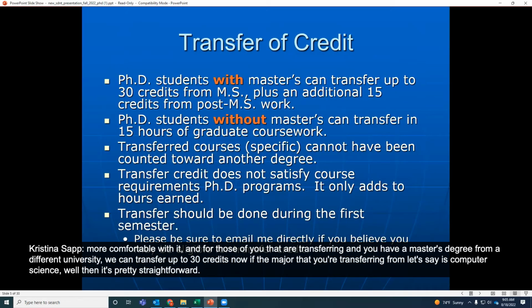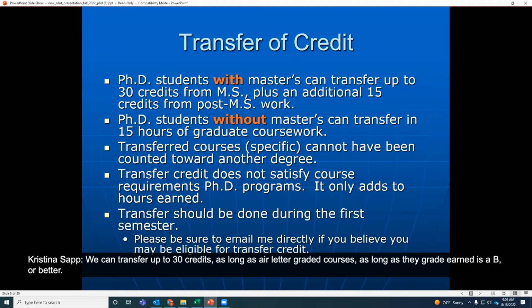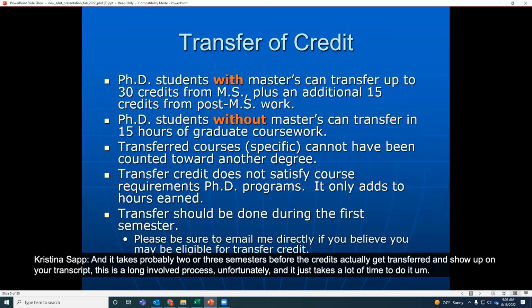For those of you that are transferring and have a master's degree from a different university, we can transfer up to 30 credits. If the major you're transferring from is, let's say, computer science, then it's pretty straightforward, and we can transfer up to 30 credits as long as they're letter-graded courses and the grade earned is a B or better. It takes probably 2 or 3 semesters before the credits actually get transferred and show up on your transcript. This is a long, involved process, unfortunately, and it just takes a lot of time.